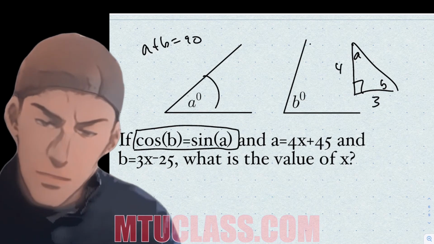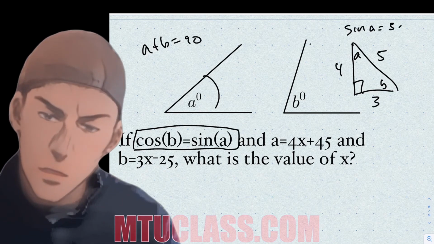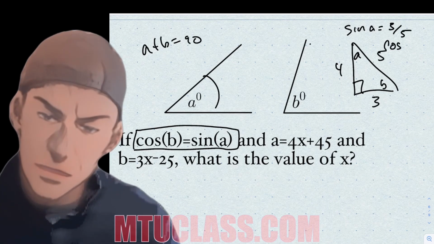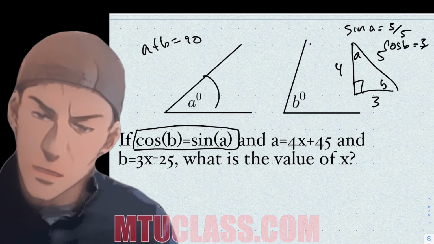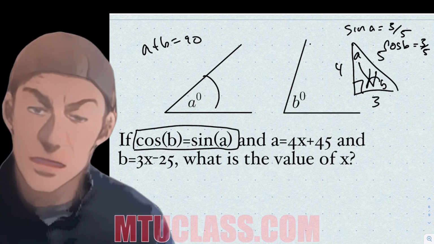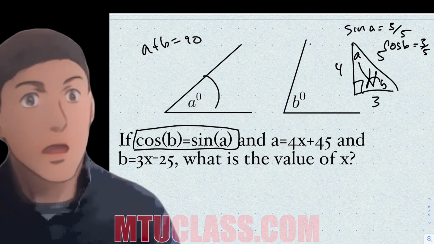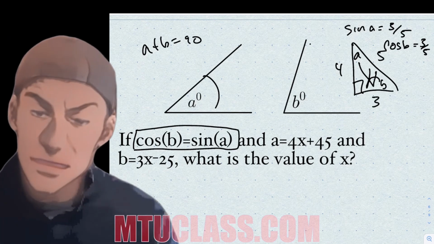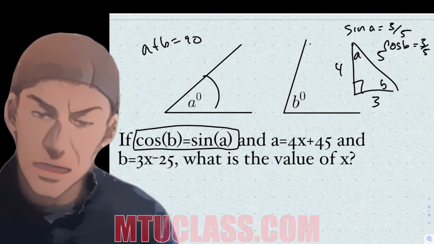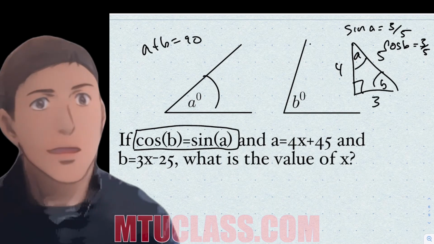If this is a 3, 4, 5 triangle, the sine of A will equal 3/5, and the cosine of B will also equal 3/5. Sine A is going to be 3/5, cosine B will equal 3/5. So they're going to equal the same thing as far as sine and cosine. What that means is that A plus B equals 90, because they're complementary angles in the same triangle. That's the nature of it.